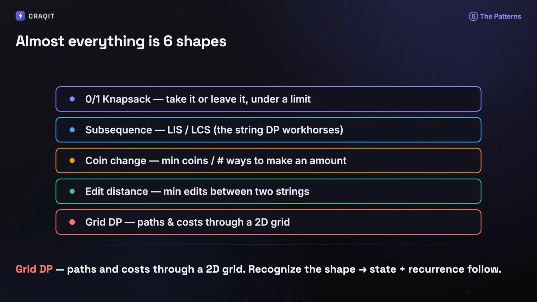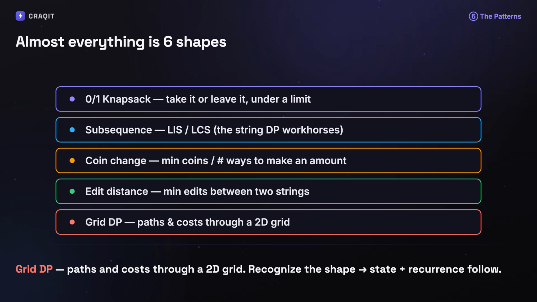You do not need to memorize dozens of problems. You need to recognize which of these 5 or 6 shapes a new problem is wearing, because the state and recurrence come straight from the pattern. That's the whole promise of pattern-first prep. Stop grinding random problems.